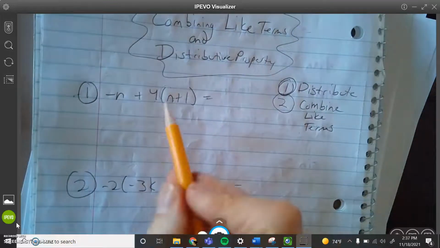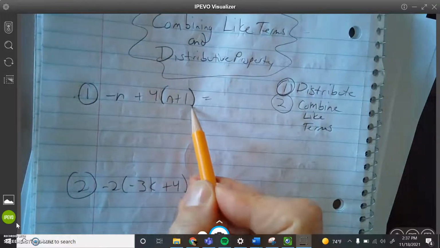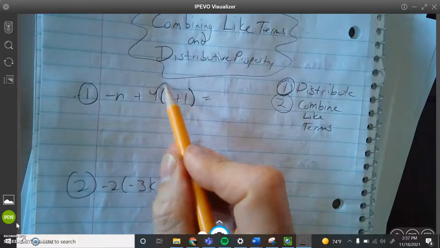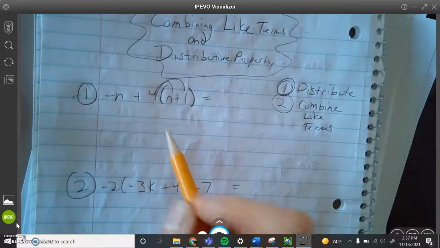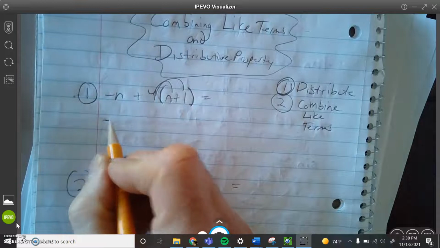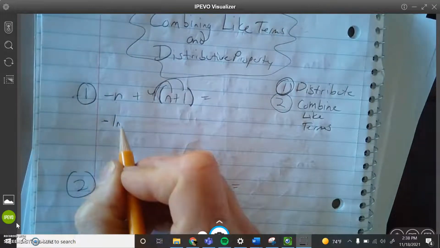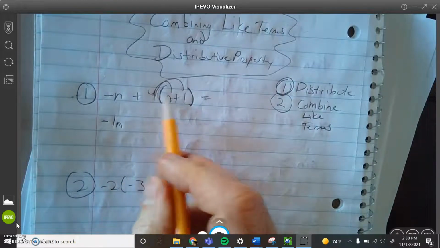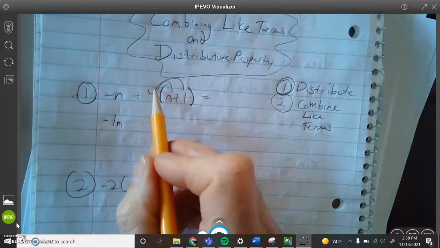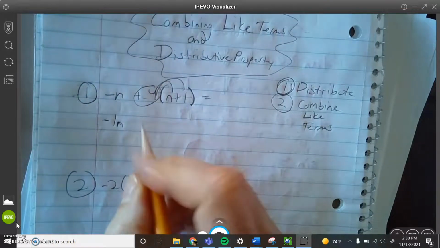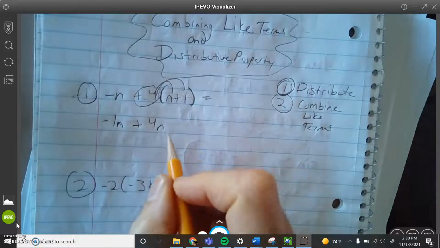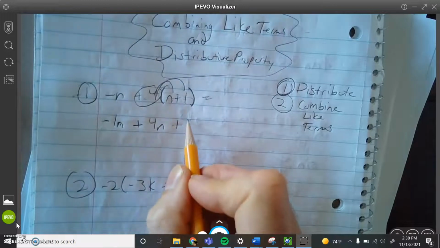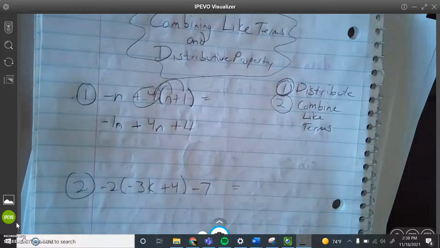So if I have the opportunity to distribute, I see it right here. Copy this problem down if you haven't copied it down. Always pause the video if you need, if I go too fast. The negative n, which is actually a negative 1n, is just chilling. I'm not doing anything to that, just bringing it down. Here is where the distribution happens. So it's a positive 4. 4 times n is positive 4n, or plus 4n. 4 times 1 is 4. There we go.